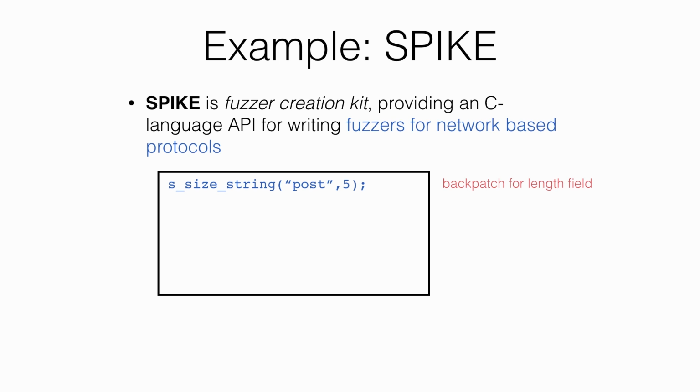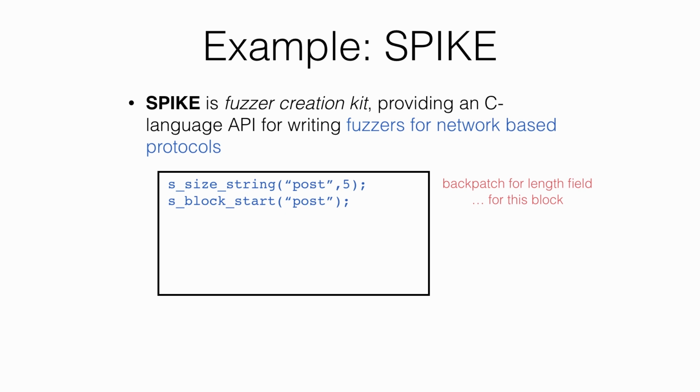As an example, we might start off by specifying a size string call. This indicates that in the protocol, a length field for the rest of the packet will go here. We don't know what that length will be yet, so we leave a placeholder for it using size string.